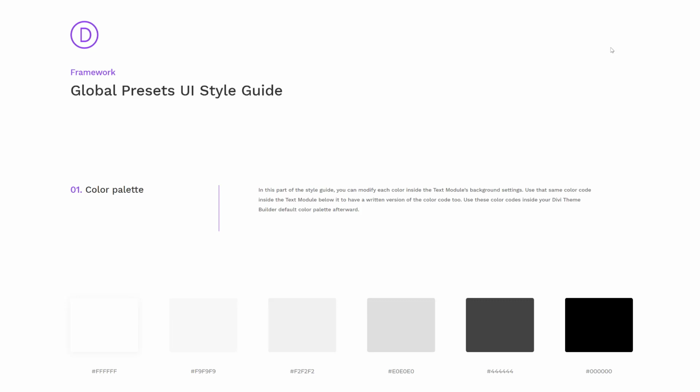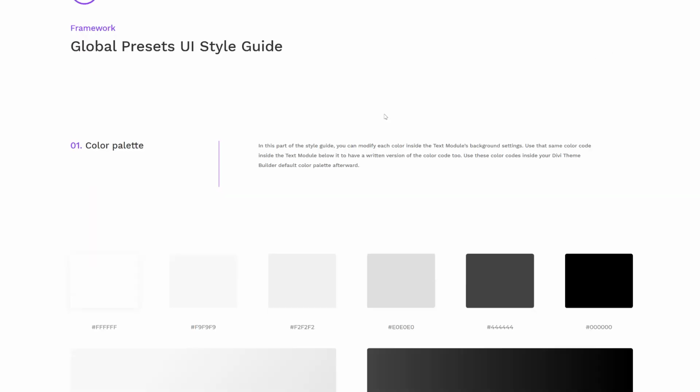Alright, so let's take a quick look at the Global Preset Style Guide framework. A Global Preset Style Guide is an overview of the most important elements that you'll be styling for use inside your Divi websites. It usually contains three parts, the first part being the color palette. Over here you will add all of the different hex codes that you'll use throughout your design process, and you can add some gradient backgrounds as well.